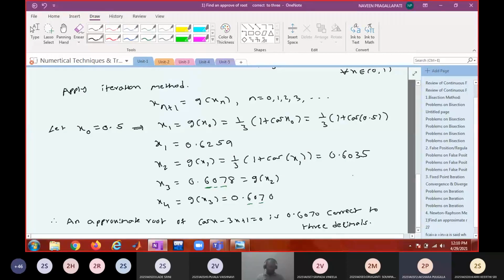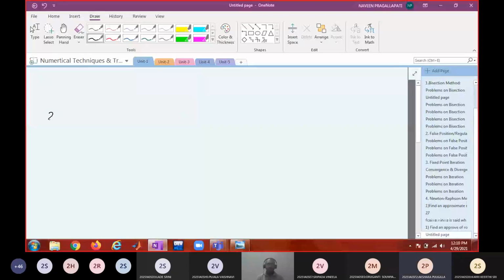Yes, sir. Shall we go to the next problem? Yes, sir. So take the next problem. Find an approximate root of x cube minus 2x minus 5 equal to 0 using the iteration method, correct to 3 decimals.